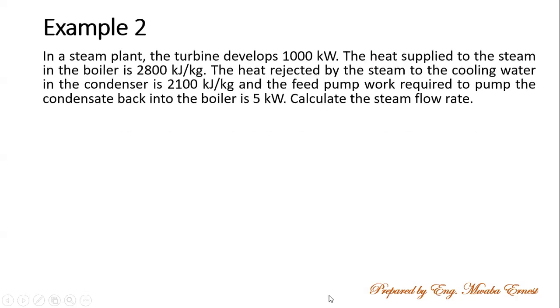Let's pick up another example. Now, in this example, it says, let me just reposition this. Okay. In a steam plant, the turbine develops 1,000 kilowatts. Heat supplied to the system in the boiler, 2,800 kilojoules per kg. Heat rejected by the system to the cooling water in the condenser, 2,100 kilojoules per kg. Feed pump work required to pump the condensate back into the boiler, 5 kilowatts. Calculate the steam flow rate.